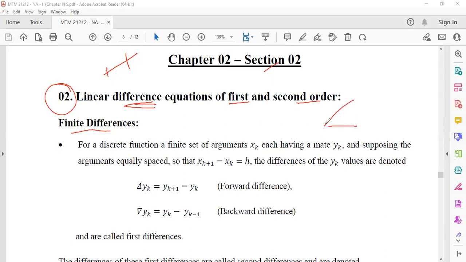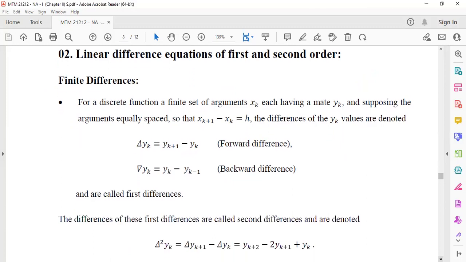Finite means it can be countable, isn't it? So in that sense, we're going to see some methods of difference. So write down the note under finite difference. There are two kinds of functions we're going to see. For a discrete function, so functions of discrete, there is discrete as well as continuous, two opposite kinds of functions.